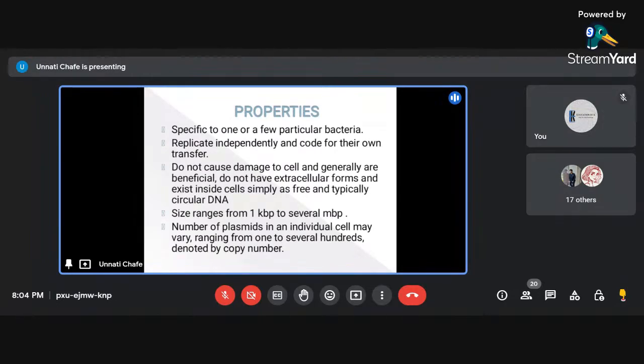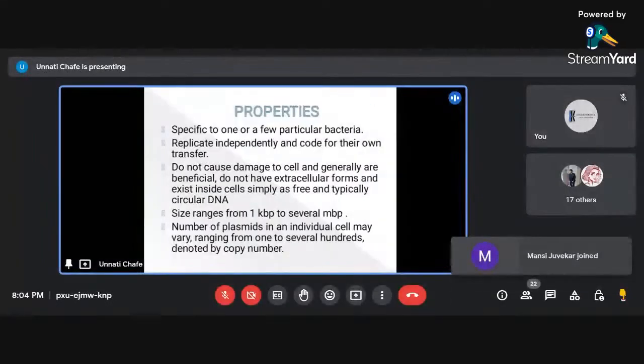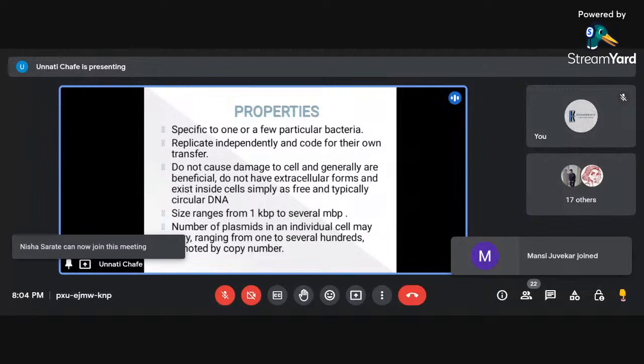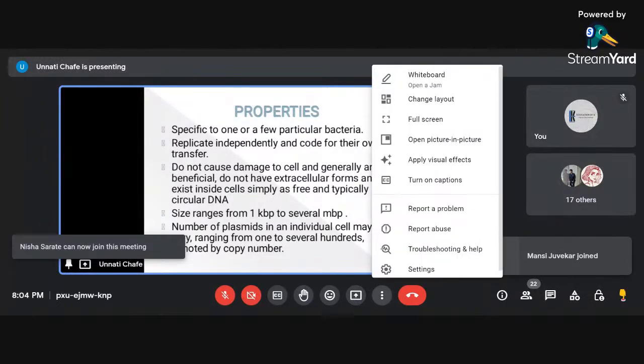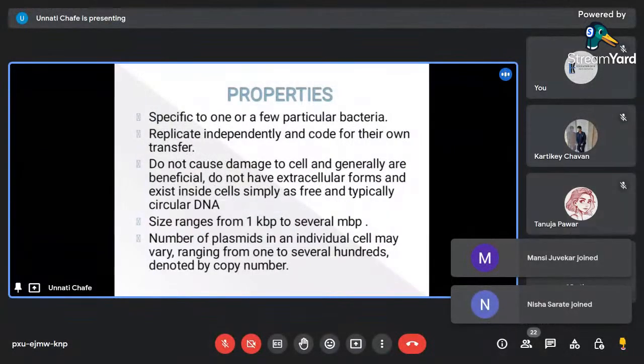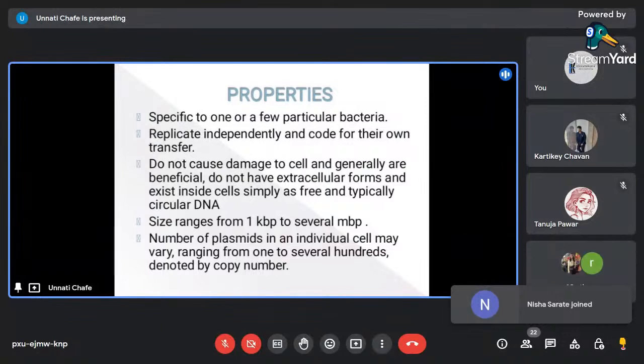Properties: they are specific to only a few particular bacteria, replicate independently, and can code for their own transfer. They do not cause damage to the cell and are generally beneficial. They do not have extracellular forms and exist inside cells simply as free and typically circular DNA. Size ranges from 1 kbp to several Mbp. The number of plasmids in an individual cell may vary from 1 to several hundred, denoted by the copy number.